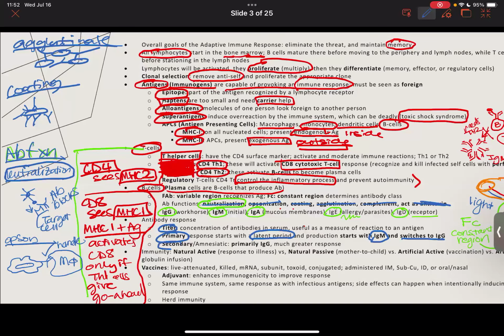Whereas our secondary, also known as our anamnestic response, our memory response, our memory cells that made IgG already know how to make IgG. So we can make that right away. So it's a faster response. We can make it immediately. We don't have to go through the proliferation and differentiation. We can just go straight into making IgG at a much higher level with a much faster response.